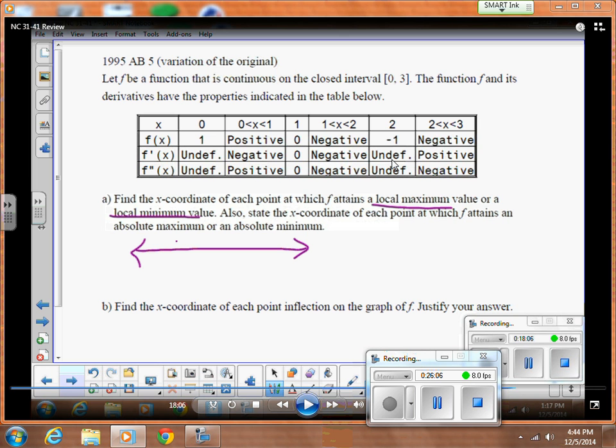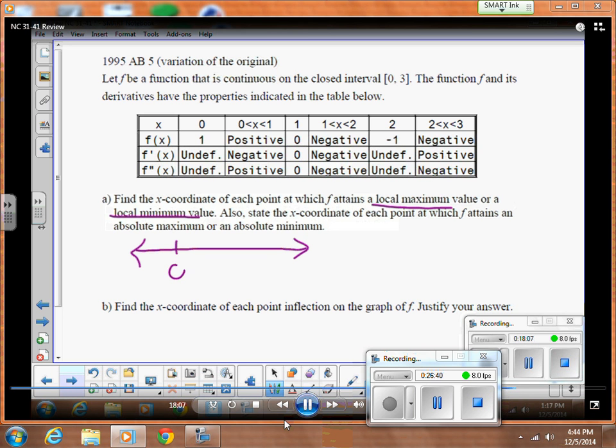So what can create something to be undefined on the derivative, but it has a value? That means more than likely there's a cusp happening here. It's defined there, but its derivative is not. Now the second derivative tells me concavity. It's concaving up here because it's positive, then concaving down, then concaving down. So looking at part A, it says find the x-coordinate of each point at which f attains a local maximum value or a local minimum value.